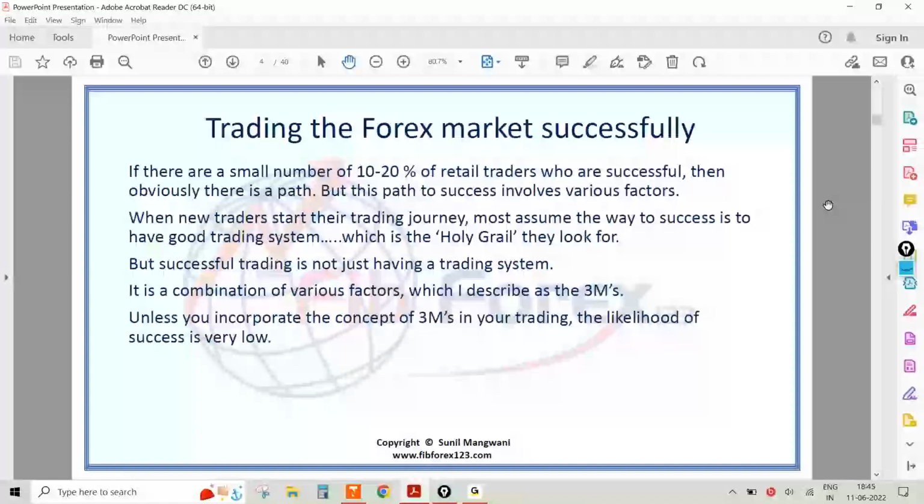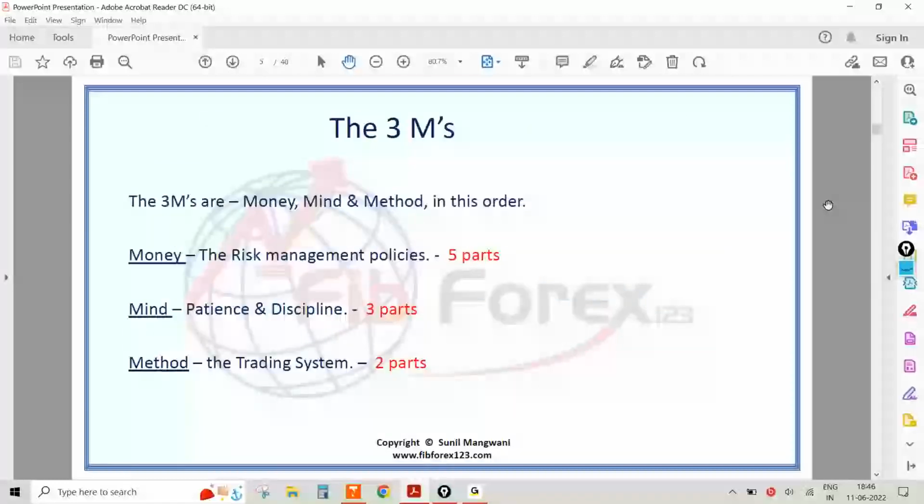It's a combination of various factors, which I call the 3Ms. Until you incorporate these 3Ms into your trading, the likelihood of success is low. So very briefly going over the 3Ms once again, this is something which I keep repeating again and again in all my sessions, but this is very, very important. So the 3Ms are money, mind, and method, in that order.